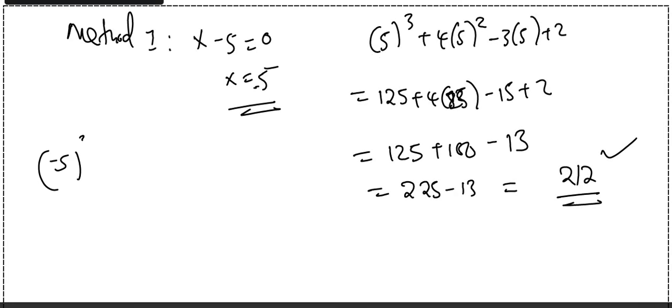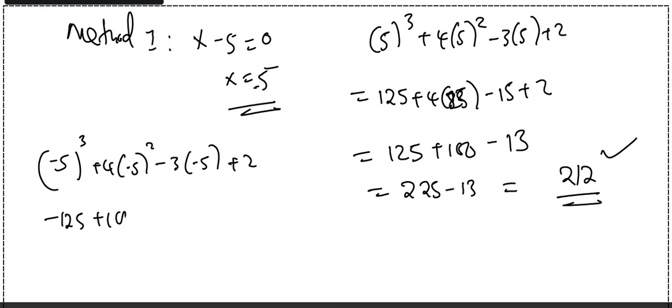If we do the right thing, this is 1 times negative 5 cubed, then plus 4 times 25, plus 15, then plus a 2. This will be negative 125, then plus 100, plus a 15, then plus a 2. This here would have given us negative 25, then plus this 17. Then this should give us negative 8 if I'm not mistaken.